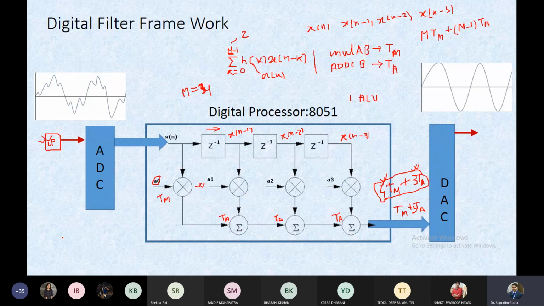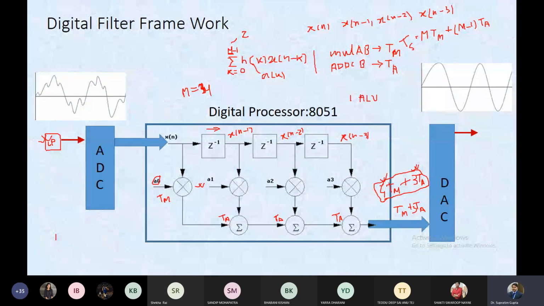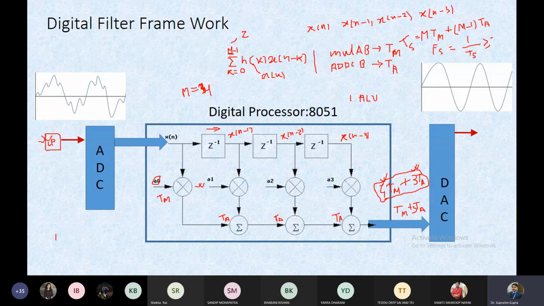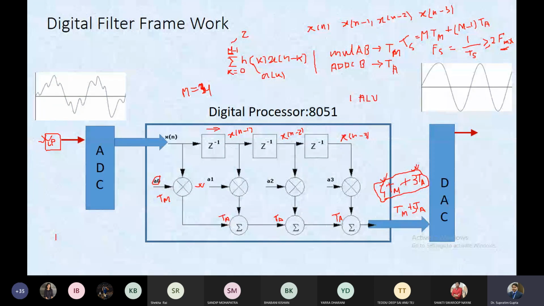And then the sampling frequency or sampling period would be this one. So this is our sampling period, Ts. And so sampling frequency would be 1 by Ts. So from this relation we can say about the maximum frequency that can be valid for this particular system.